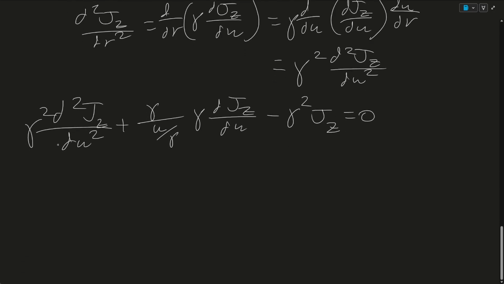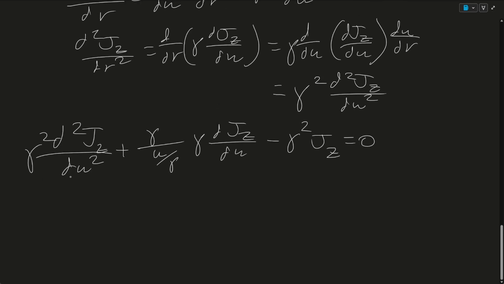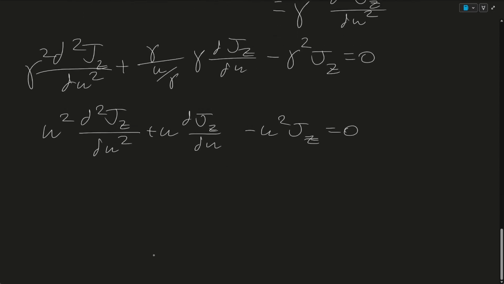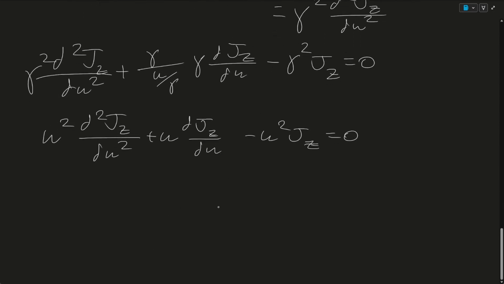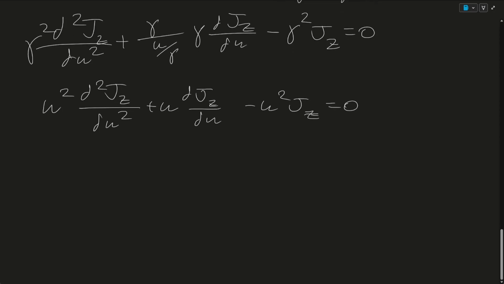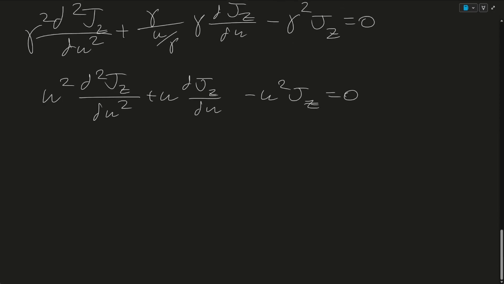In the next step, where we divide everything by gamma squared and multiply by u squared instead, we get u squared d squared Jz over du squared plus u dJz over du minus u squared Jz equals 0. I always think these kind of look like quadratics, but like differential equation addition. It is quite a common non-trivial differential equation to learn.